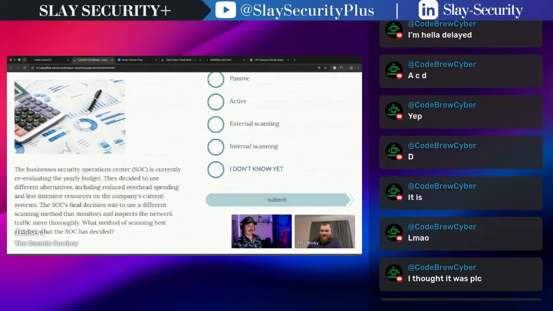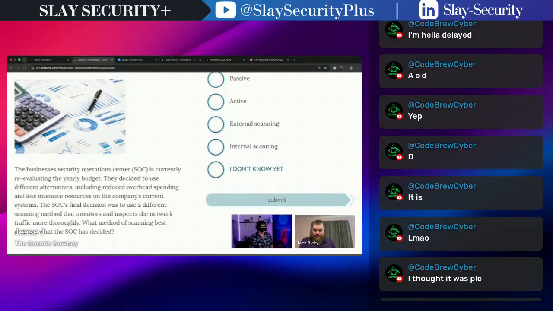A SOC is currently reevaluating the yearly budget. They decided to use different alternatives, including reduced overhead spending and less intensive resources on the company's current systems. The SOC's final decision was to use a different scanning method that monitors and inspects the network traffic more thoroughly. What method of scanning best matches what the SOC had desired? A, passive. B, active. C, external. D, internal.